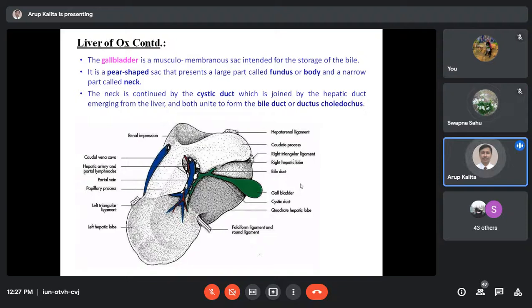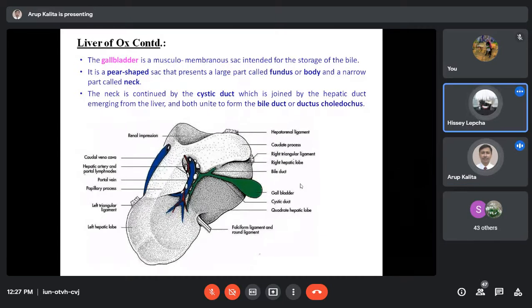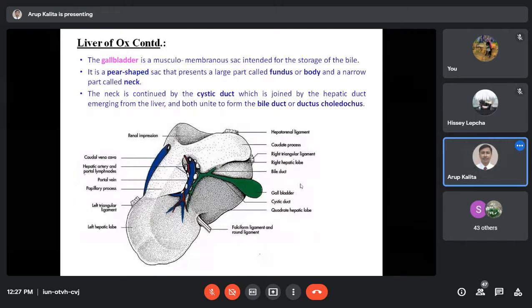So where will the bile duct open? In the cranial part. Just at the end of the cranial part, there is an S-shaped curve. Can you remember? Sigmoid. Just where the cranial part finishes, you will get an S-shaped curve. In that S-shaped curve, the bile duct will open.